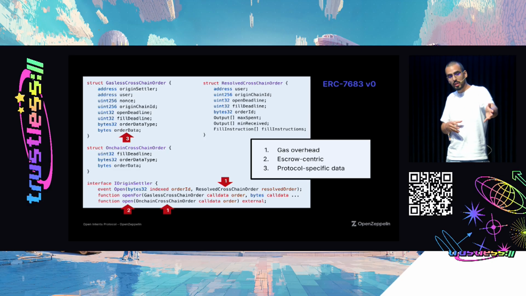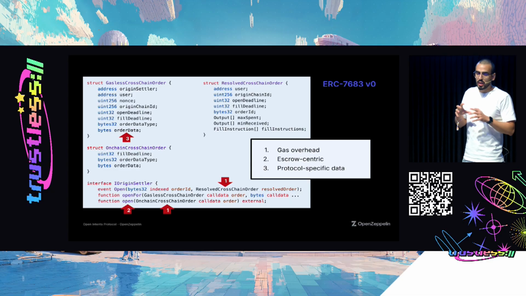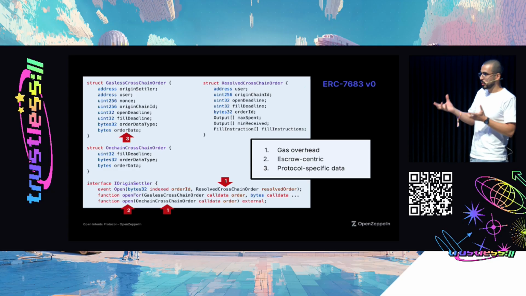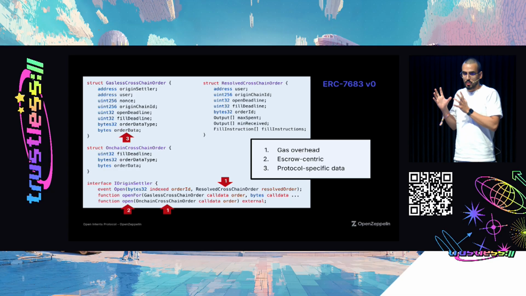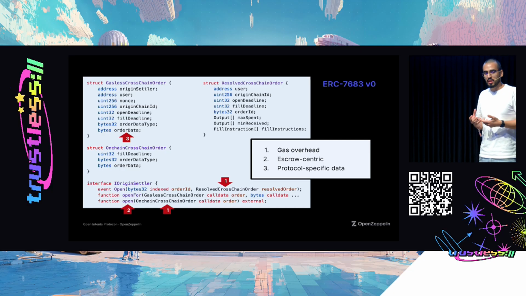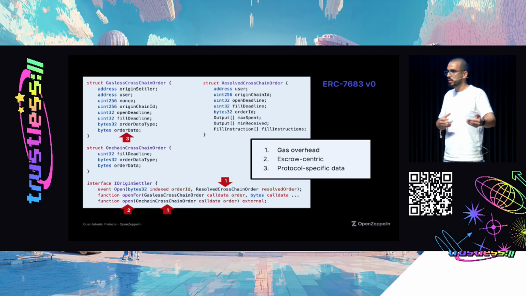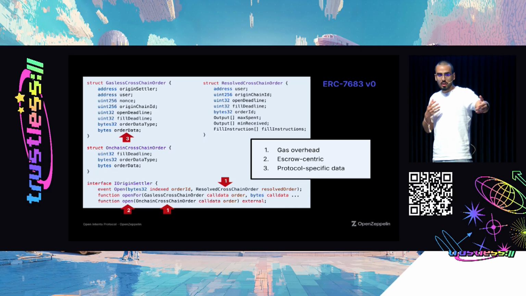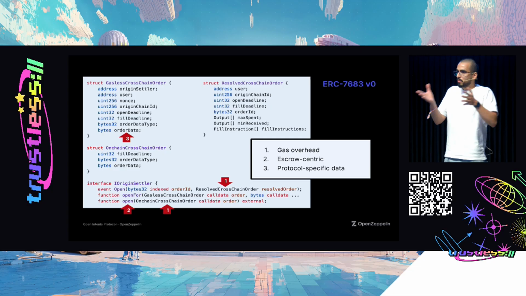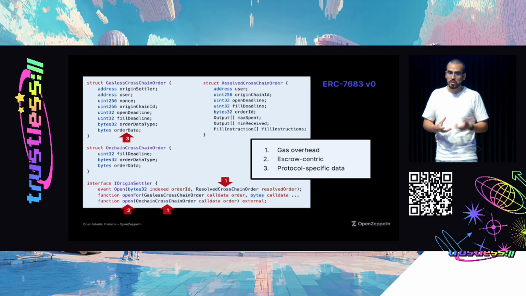So they included this very generic bytes order data field inside that actually ends up doing a lot of the work of protocols being compliant. Whatever it is, you just shove it in there, and it looks like it's good, but you end up with something that's only semi-standardized, because every protocol is going to end up defining their own order data, and you're back where we started, where every filler still has to integrate with each of these different things.